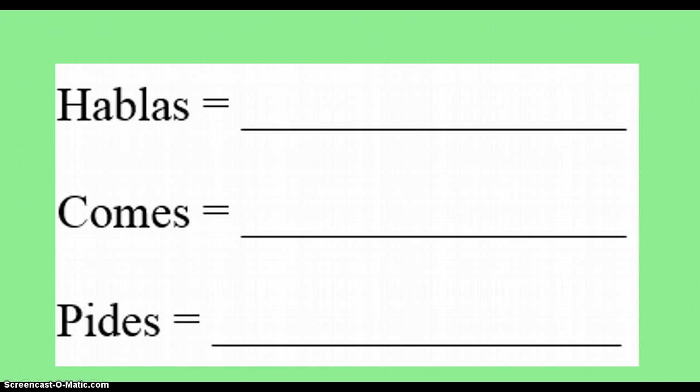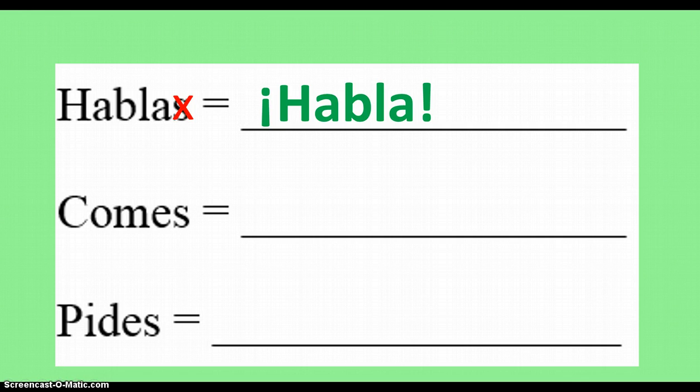So hablas, which means you talk, I drop my S, and I now have my command, habla, talk, or speak. This is a command I could give to a classmate in class when we're doing a speaking activity. Speak, habla. Comes, which means you eat, I drop the S off the tú form, and I now have my command, come. Eat, come. This could be a command I could give Sophia when eating dinner. Come, eat.